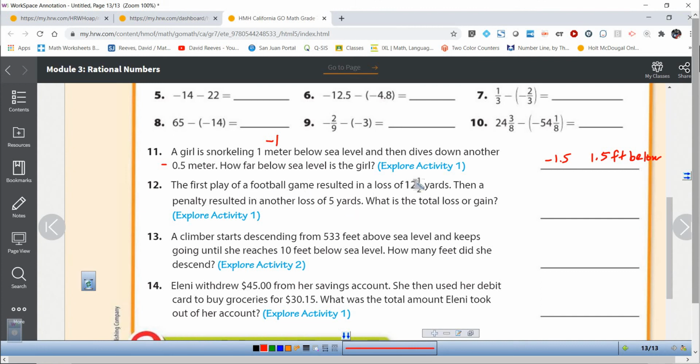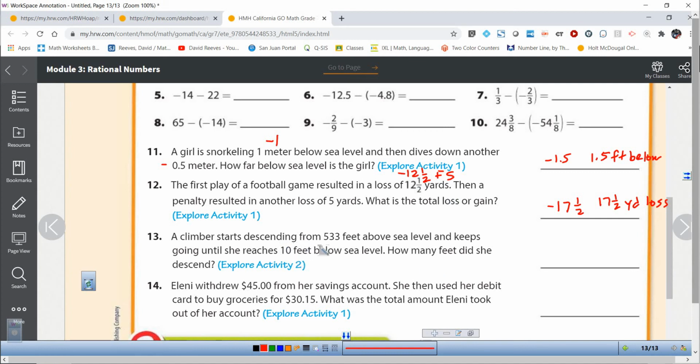All right, the first play of a football game resulted in a loss of 12.5 yards. So that's a negative 12.5. Then a penalty lost another 5 yards. So that's minus 5. So they're going back, and then they go back more, right? So we're just going to get further in the negative direction, and we're going to end up at negative 17.5, or a 17.5 yard loss is the way that we should put it. By the way, subtracting a positive is the same as adding a negative, so we could see that we are just adding those negatives together.